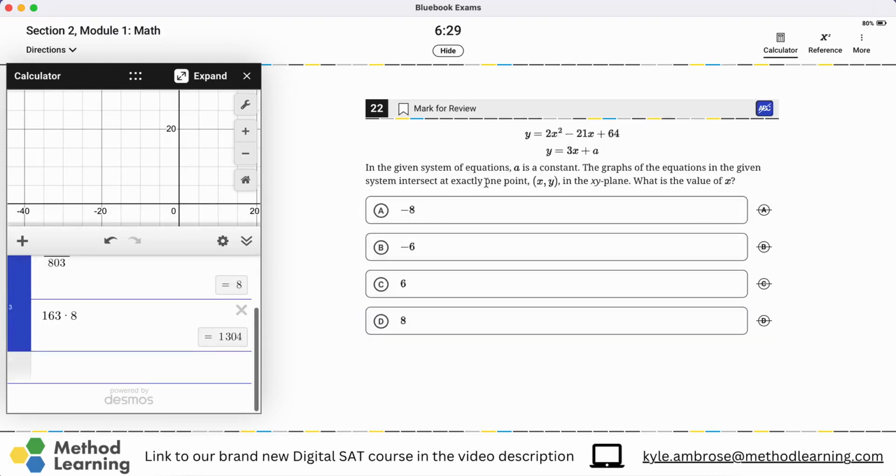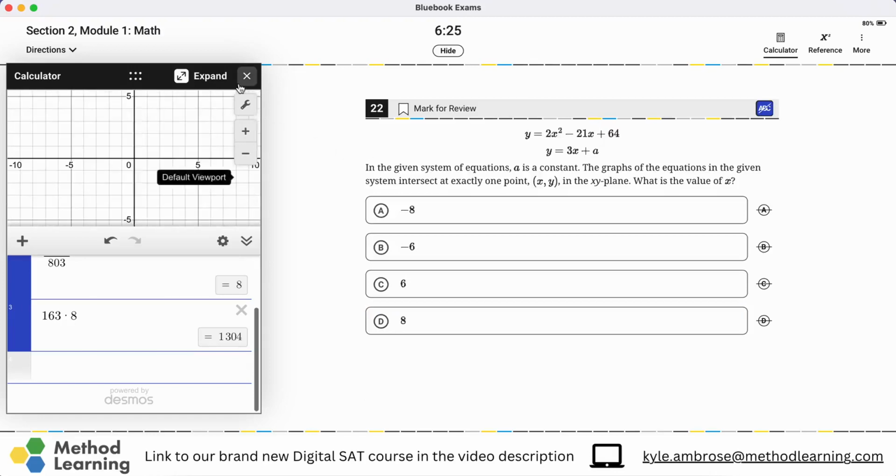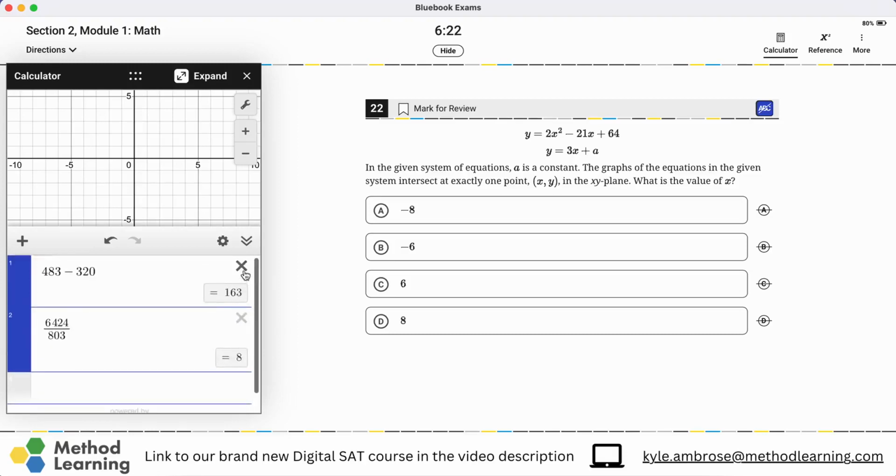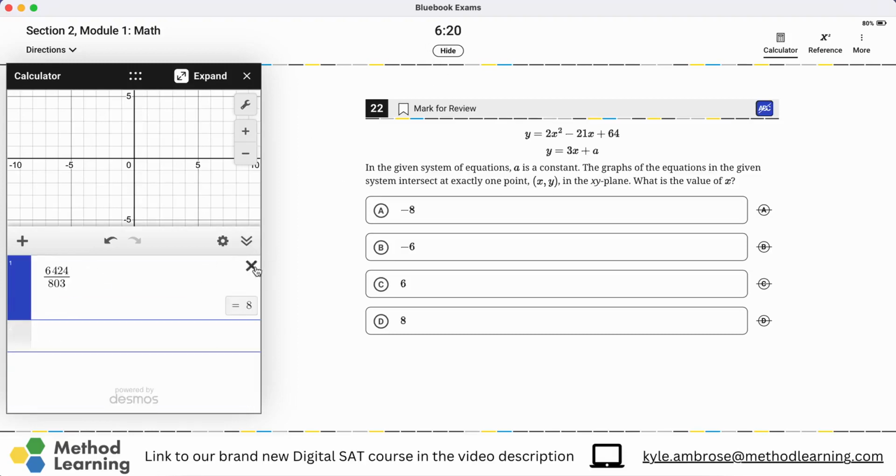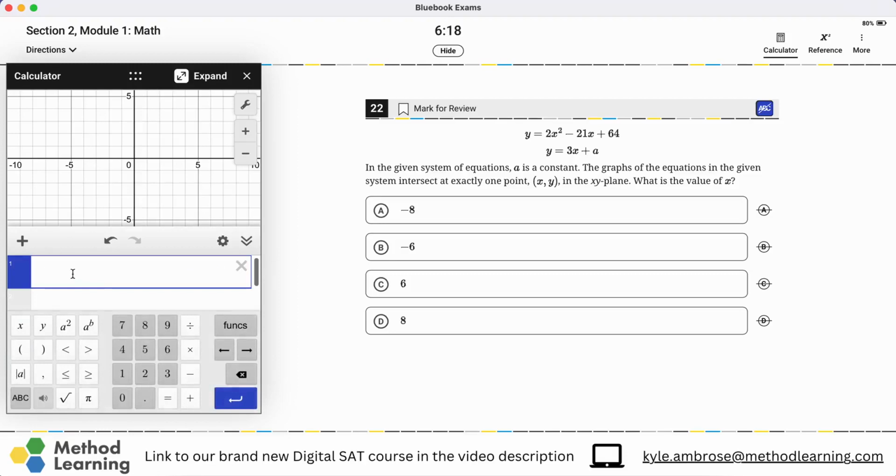And finally, this is the last question. We can go to Desmos. We love Desmos. And we've got 6 minutes left, so we've got time for this one, hopefully. And I'm going to type it in as I see it. Now, they say that this system intersects in exactly 1 point. That's our key. So type them in.